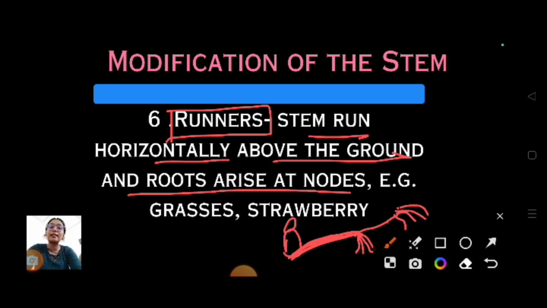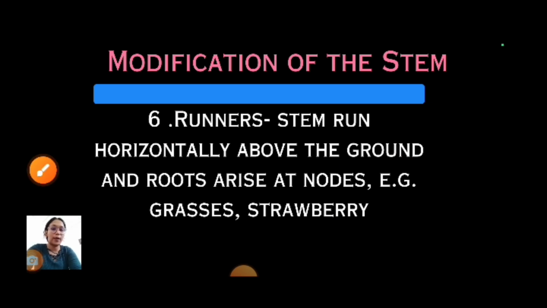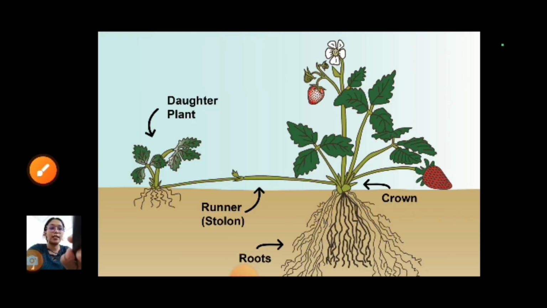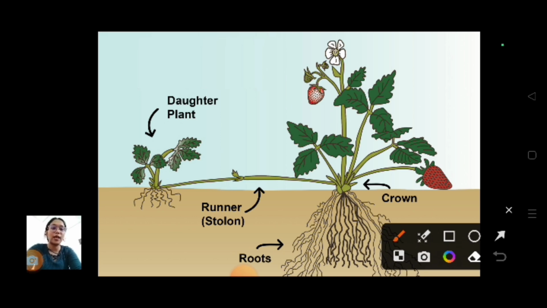Like you can see this in case of grass and strawberry plant. Runners in grass and strawberry plant. So this is a runner of a strawberry plant. You can see this one. This is a runner, and in the nodes the roots used to come out. This is a daughter plant. Is it clear? The lateral roots will come up above the ground and it is attached to the ground, forming a new baby plant.